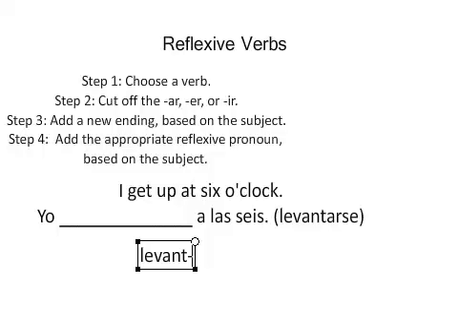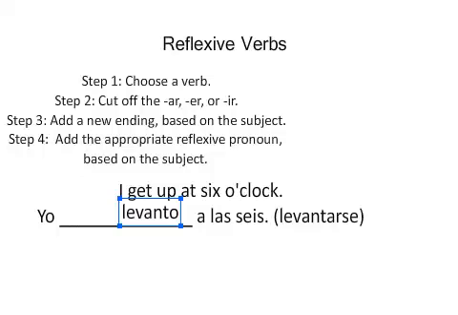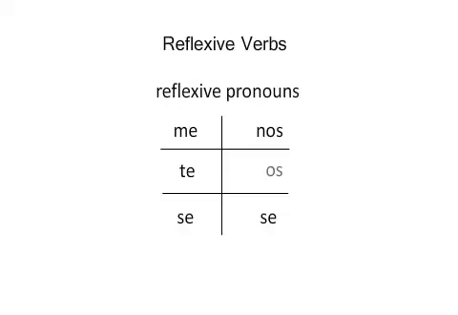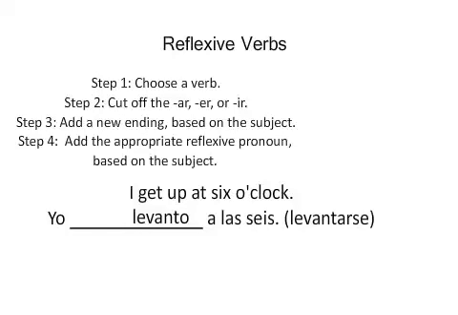Step 3, add a new ending based on the subject. Our subject is yo, and it's an AR verb. We're going to add o, levanto. And we're almost there. In fact, let's go ahead and put this in its place up there on the line. Yo levanto a las 6, but we haven't done step 4 yet. Step 4 tells us to pick the appropriate reflexive pronoun. Let's take a look at those again quickly. Our subject was yo, so we need the reflexive pronoun me. And we're going to put that reflexive pronoun in front of the conjugated verb. So our final answer is yo me levanto a las 6.